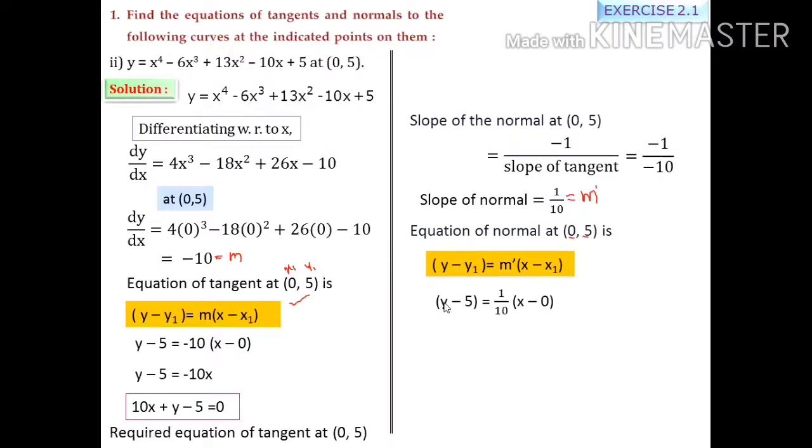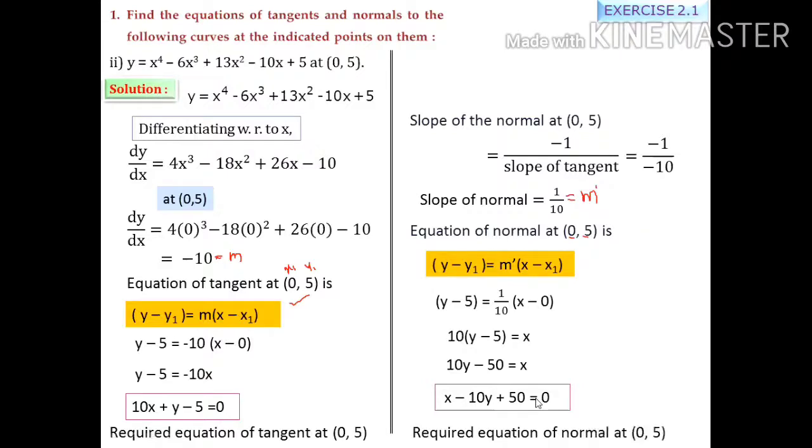Denominator 10 shifted to the left-hand side gets multiplied with y minus 5. Right-hand side x minus 0, that is x. Multiply 10 inside, we get 10y minus 50 is equal to x. Shift both terms to the right-hand side. You will get the answer x minus 10y plus 50 is equal to 0. Required equation of the normal, sorry. So the equation of the tangent and normal we can find out for any curve at a particular point.